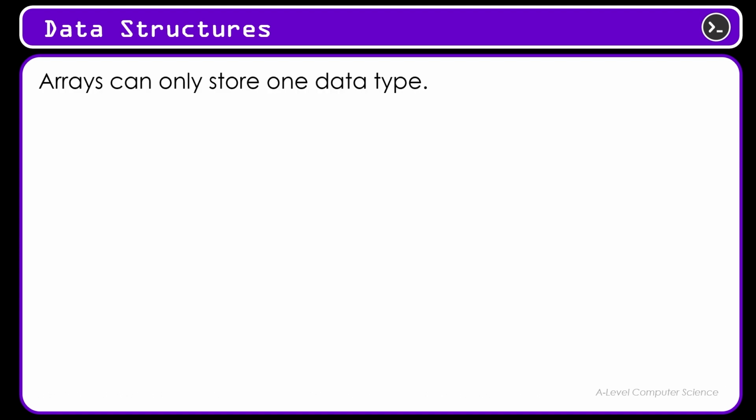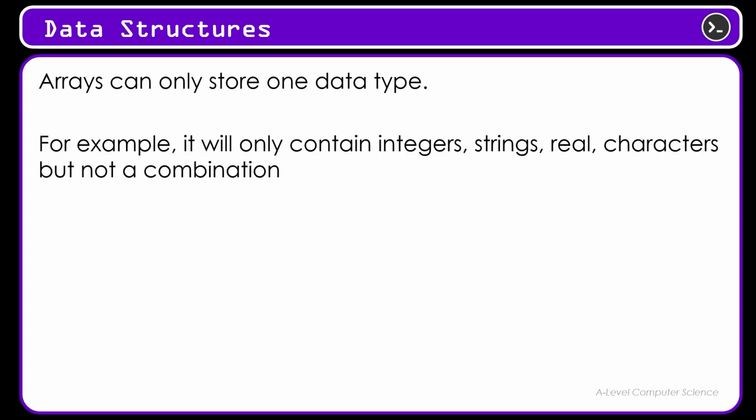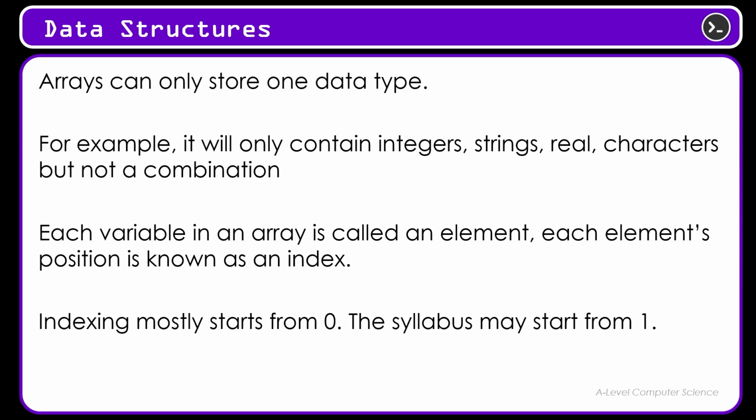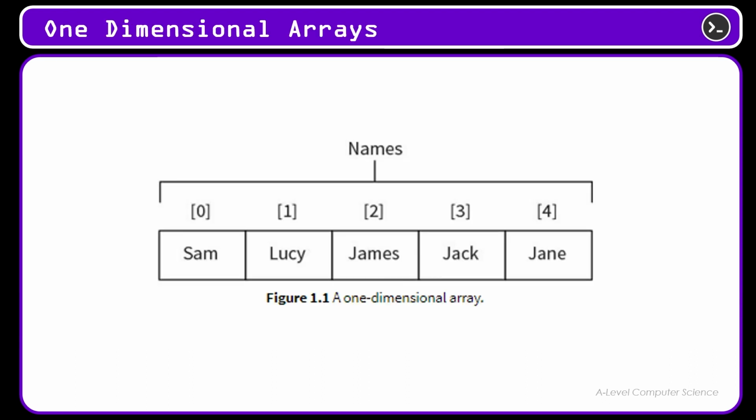Arrays can only store one data type. For example, it will only contain integers, strings, real numbers, characters, but it cannot contain a combination of them all. Each variable in an array is called an element, and each element's position is known as an index. And it's important to note that indexing mostly starts from 0, but the exam syllabus may start from 1 in some cases. Here is an example of what a one-dimensional array looks like.